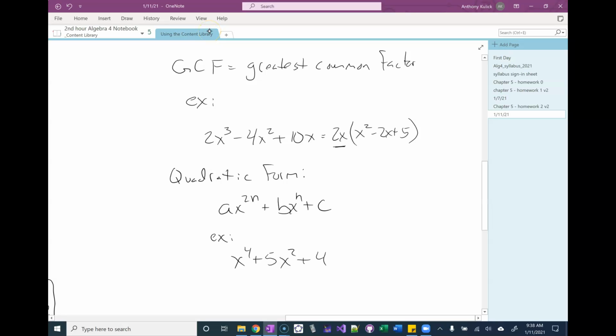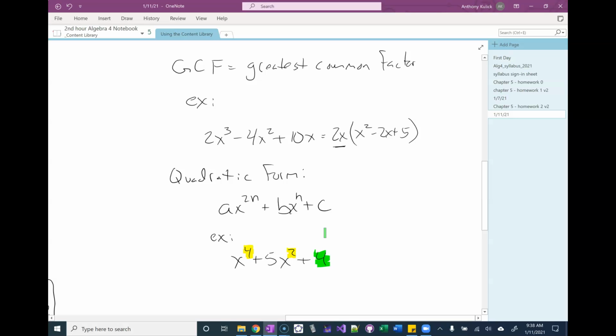Basically, all we're looking for, if you're looking at something in the quadratic form, is that the big exponent should be 2 times the other exponent, and then the last piece should be a constant. So there should be no variable attached to the last part. That's what we mean if something's in the quadratic form. So if the exponent was to the 6th, and then to the 3rd, and then you had a constant, that would be in the quadratic form, right? Is everybody okay with that idea?